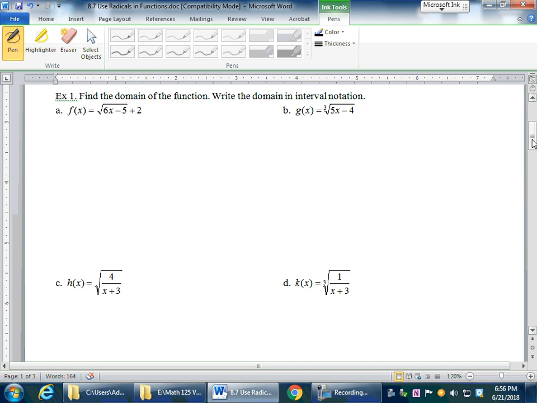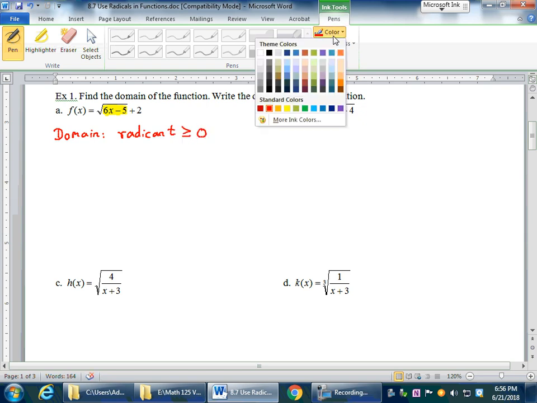first example A, f of x is equal to the square root of 6x minus 5, plus 2. Square root, so that tells me the index of the radical is even. So therefore, the value of the radicand must be positive. So this is how we start for an even index to find out the domain. To find out the domain, the radicand must be greater than or equal to 0 for the even index.